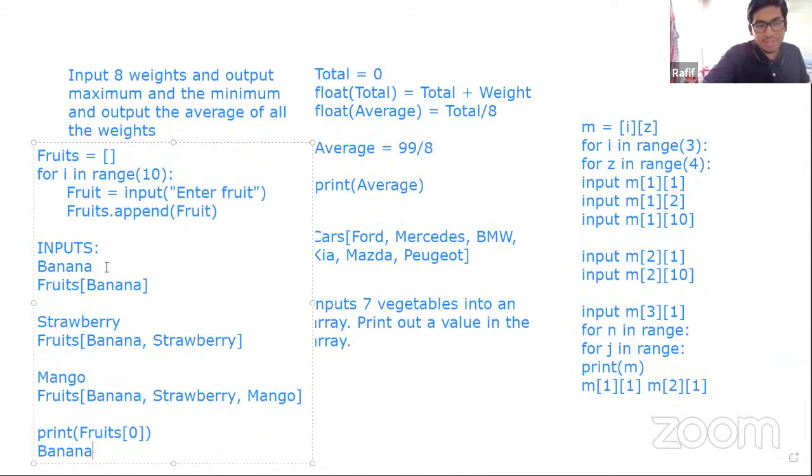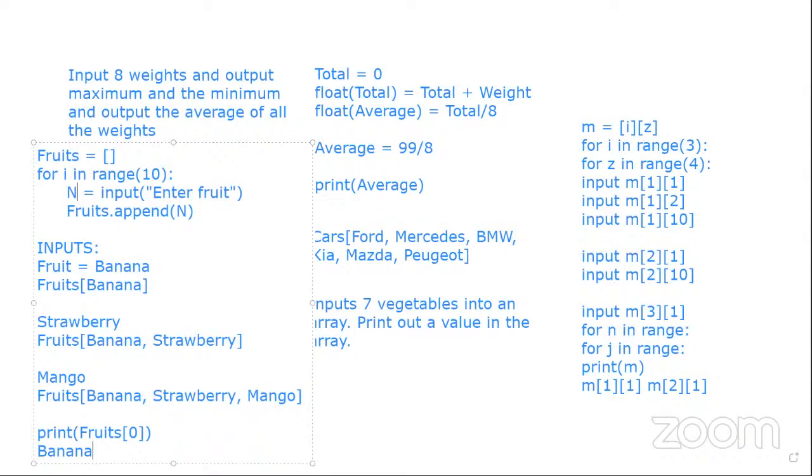So let's trace it. Let's say you input banana. It's going to be in the variable fruit, because when you input something, that becomes the variable. And here, fruits.append fruit: what do you put at the end of the array fruits? The variable fruit. You know, I feel like I've overcomplicated this. Let's just call it n, so they're not too similar.